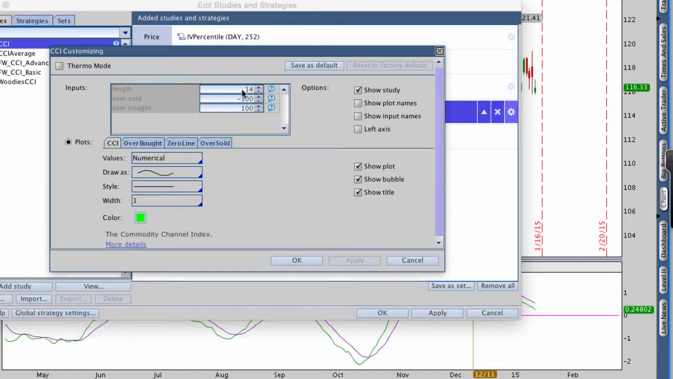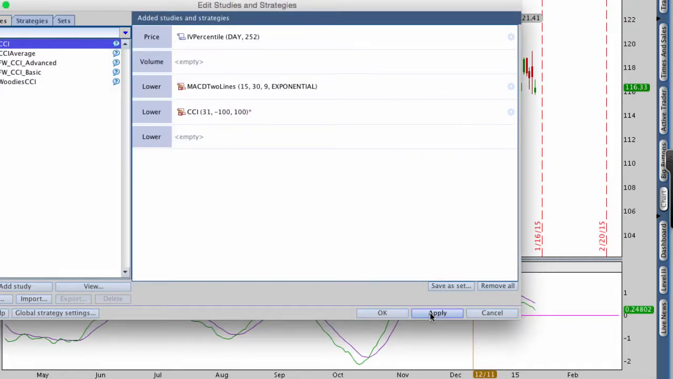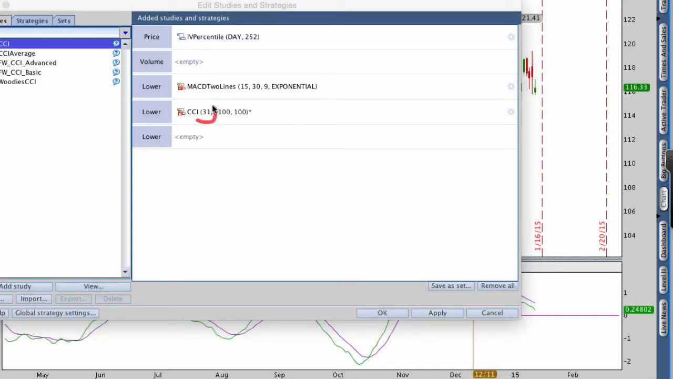The length of CCI is similar to MACD in that it judges time frames in the past. It's currently set at 14, and we're going to widen this out to 31. What widening it out to 31 does is just take in more data and give us a smoother transition. So if you have a 14-day setting on your CCI, you're going to get a lot of signals because it's based on data going back and forth about 14 days.